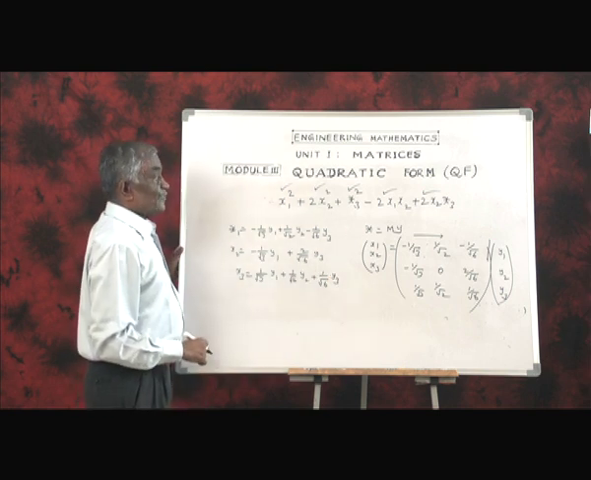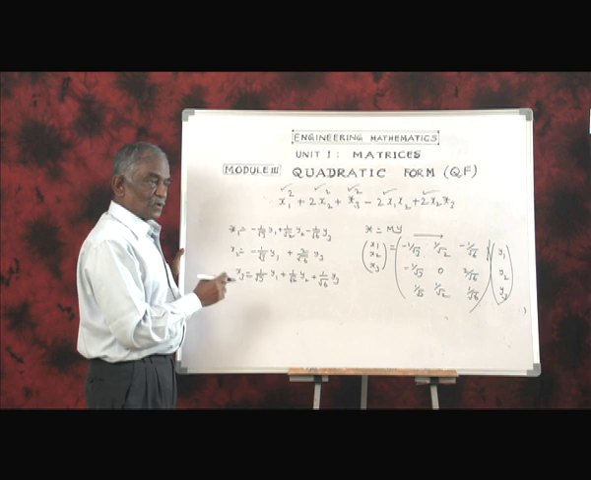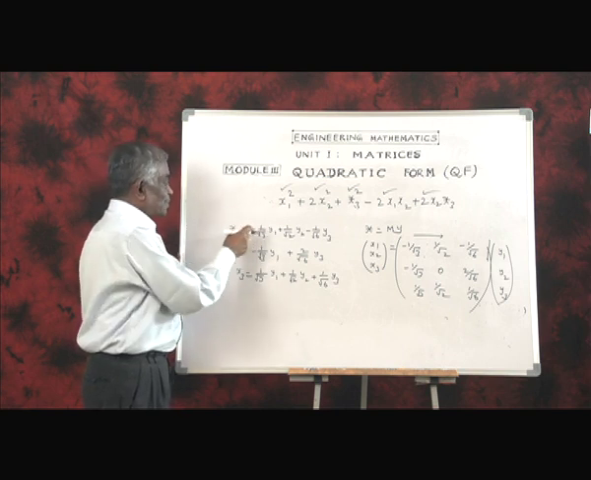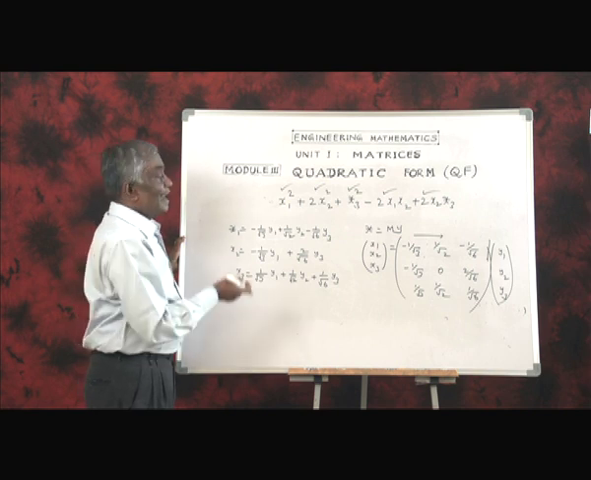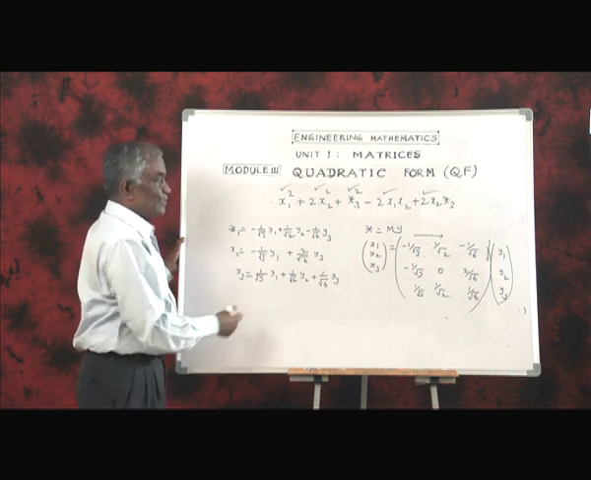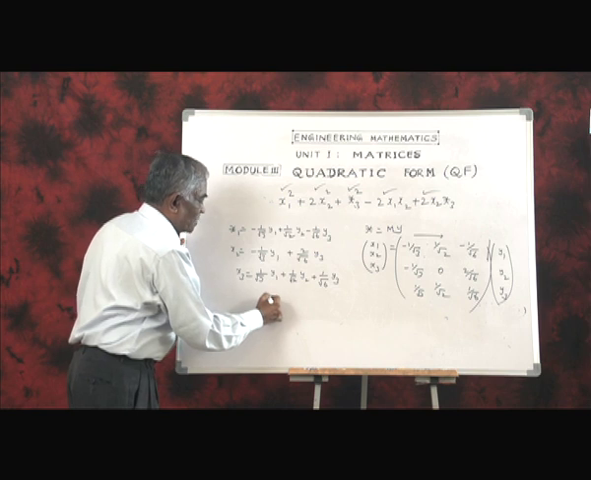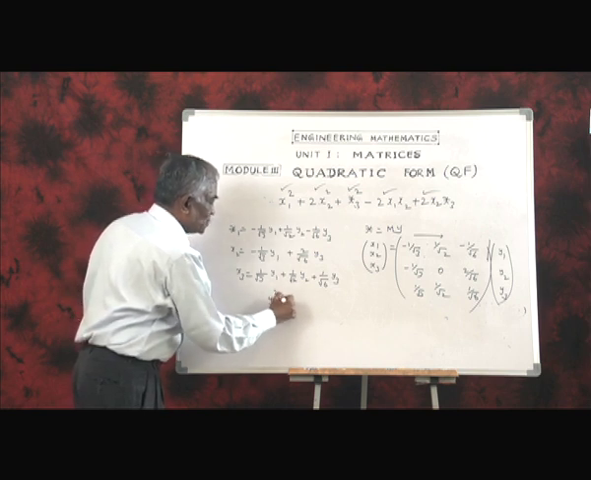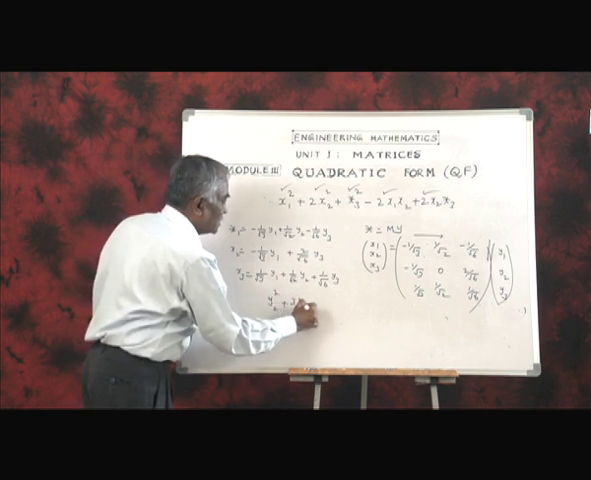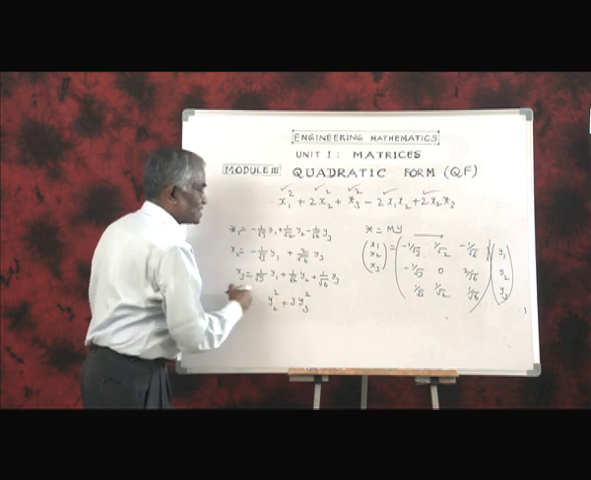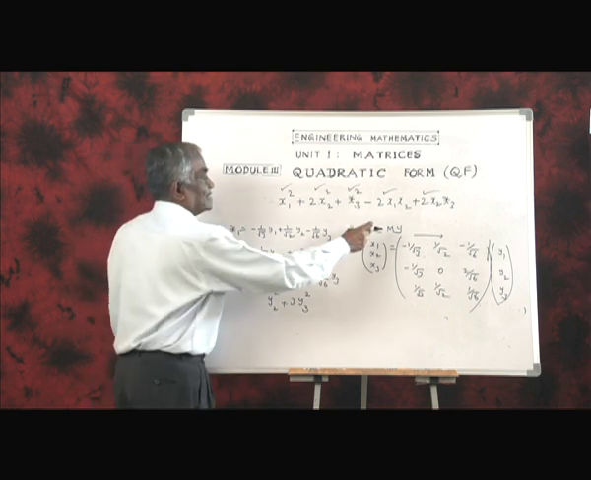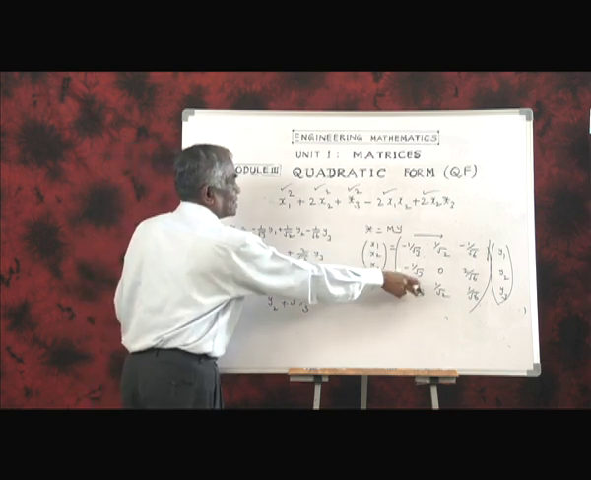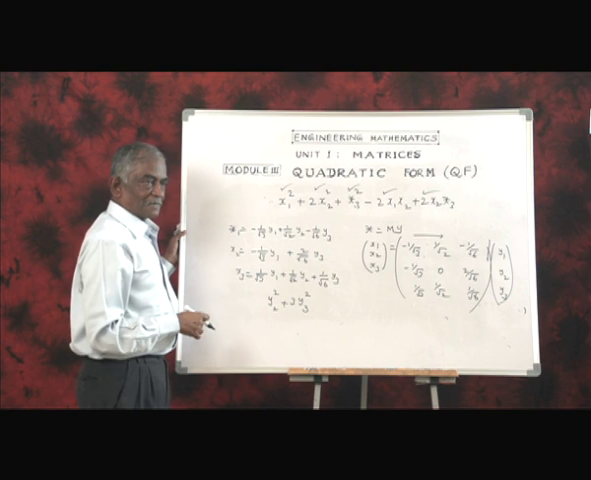If you have a lot of patience, you can substitute x1, x2, x3 in the given expression and simplify, and that will finally give you the simplified form, namely y2 square plus 3 y3 square, which is called the canonical form. Therefore, if they ask what is the transformation, then x is equal to My, where M is the model matrix. So this is the answer.